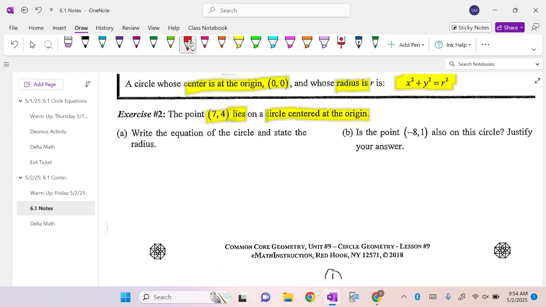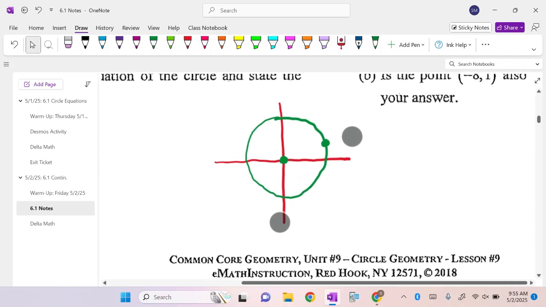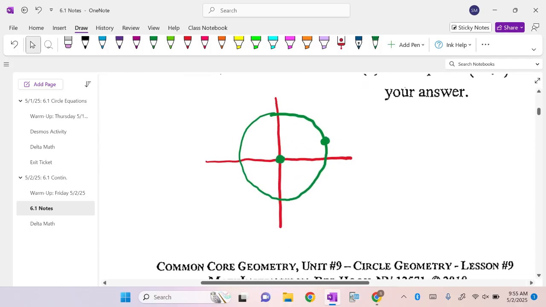So remember this. If I have a graph of a circle and it's centered at the origin and the point (7, 4), well, I'm going to draw the circle first. But the point (7, 4), which would be somewhere over here, lies on that. So the point (7, 4) lies on the circle. So this is the point (7, 4). So what's a way that we can find the radius? Yes.